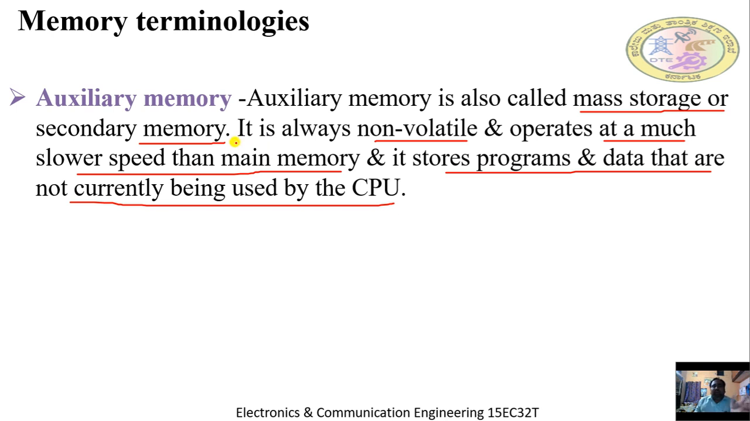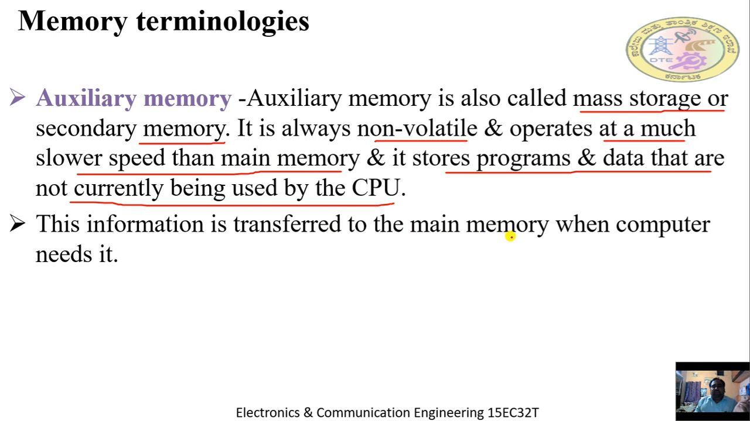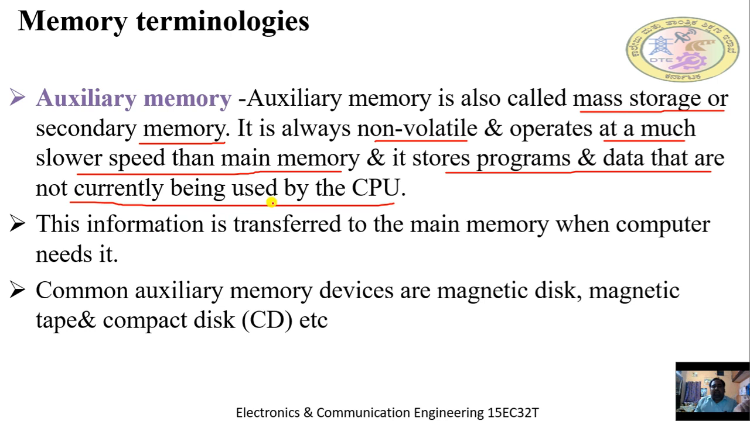By default, all programs and instructions are usually stored in the secondary memory. Whenever they get activated, or whenever you click and open them, a copy of them is copied into main memory. The information is transferred to the main memory whenever the computer needs it. The common examples are the magnetic disk or magnetic tape, the hard disk, or the compact disk, that is CD. So this is all about the memory terminologies.